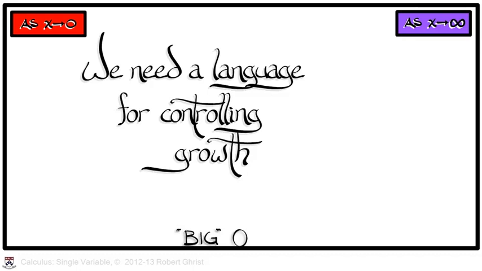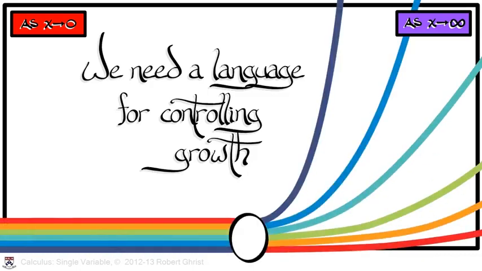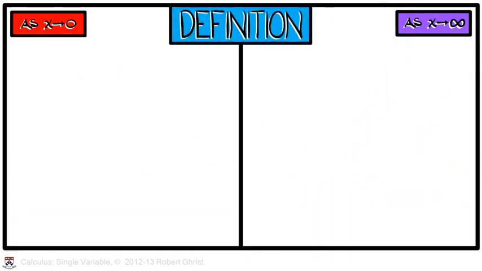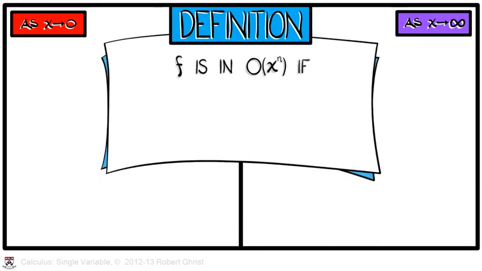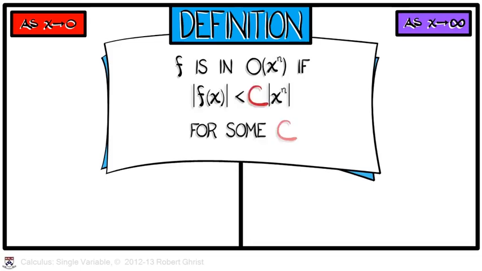This is going to be called big O, and it has two forms. One as x goes to infinity, the other as x is going to 0. This is an extremely important and subtle definition. You're going to want to pay attention to this. We say that a function f is in big O of x to the n if, in absolute value, f of x is less than some constant times x to the n.